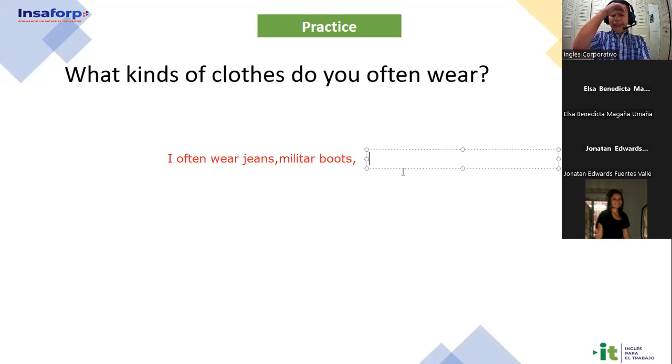T-shirts? Camisa. ¿Camiseta o camisa? Como camisetas. T-shirts. Polo shirts. Okay, good. Thank you, Jonathan. So, Jonathan often wears jeans, militar boots, polo shirt, right? Y por dentro una camisa de la alianza. Okay, very good. Congratulations, Jonathan.